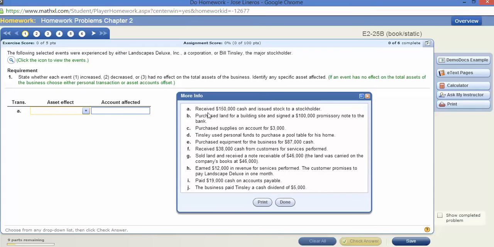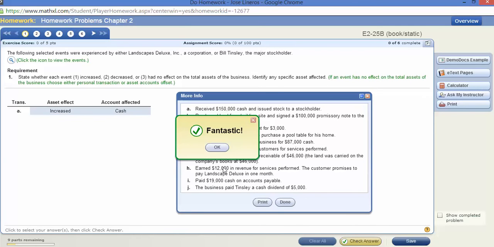The first one says, received $150,000 in cash and issued stock to a stockholder. Basically, the business received $150,000 in cash and then issued some stock to a stockholder. Obviously, if the business receives cash, assets increase. When it issues stock to a stockholder, it's going to put it into stockholders' equity, which is not an asset account. So what we have with this is an increase in cash. Go ahead and check, and we're good.